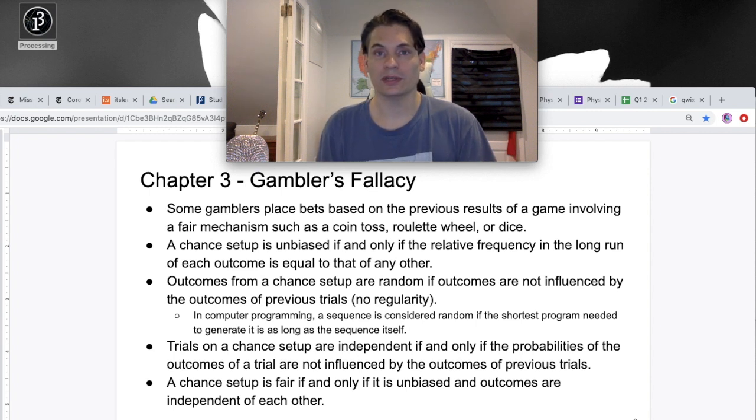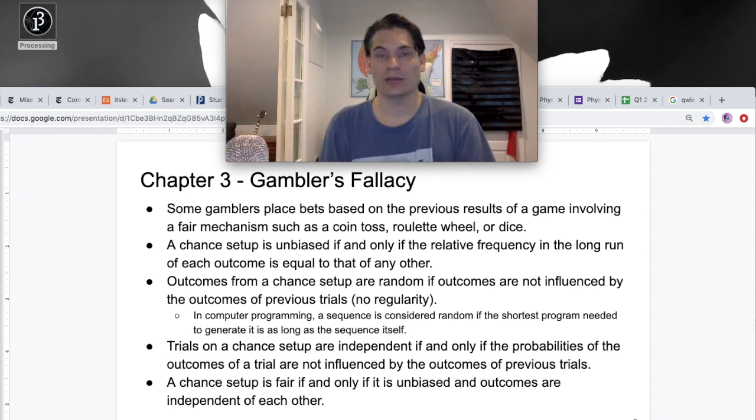The other issue is independence. So in a fair game of chance, you want each trial to be independent of the others. So if I take my dice and I roll them once, and then I pick the dice up and roll them again, the second result should be completely independent of the first. They should have nothing to do with each other, right?